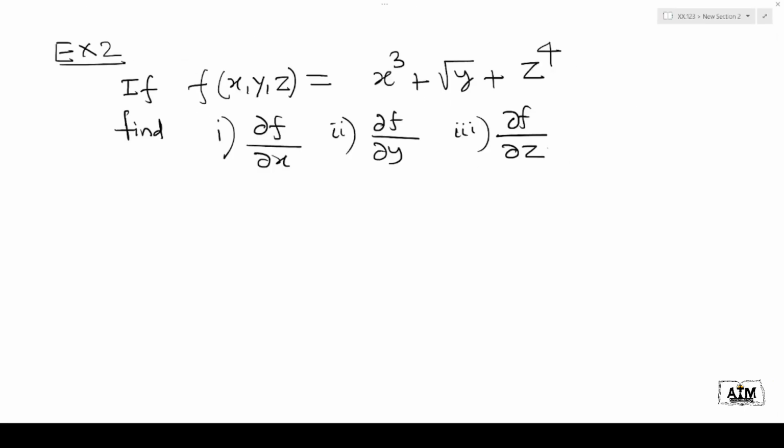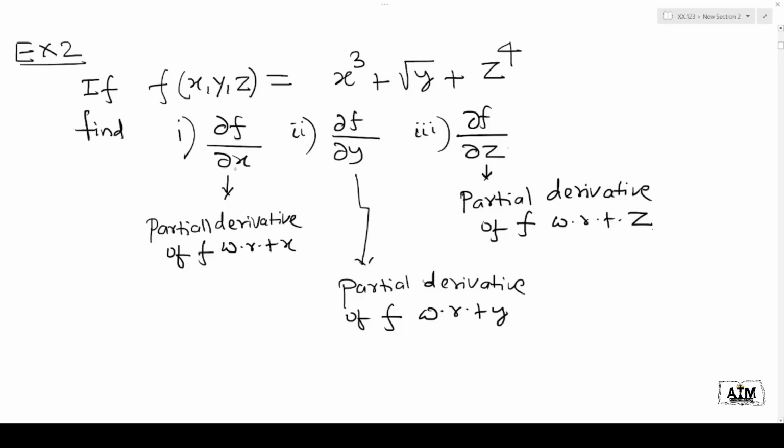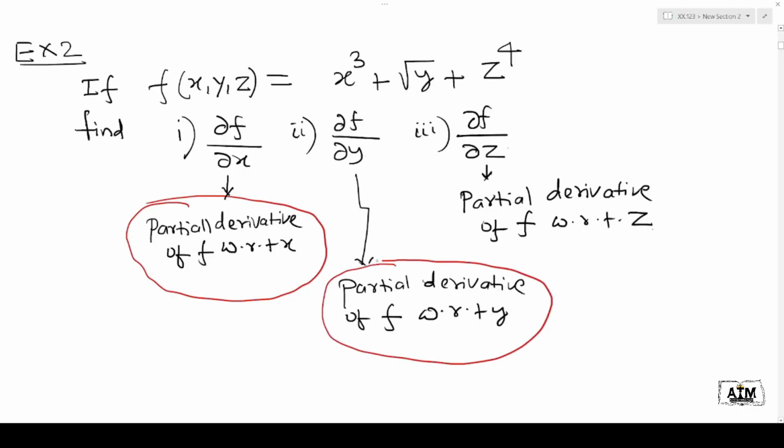Consider another example. If f of xyz equals x cube plus root y plus z raised to 4, find dou f by dou x, dou f by dou y, dou f by dou z, where dou f by dou x is nothing but the partial derivative of f with respect to x, and dou f by dou y equals the partial derivative of f with respect to y, and dou f by dou z is nothing but the partial derivative of f with respect to z.